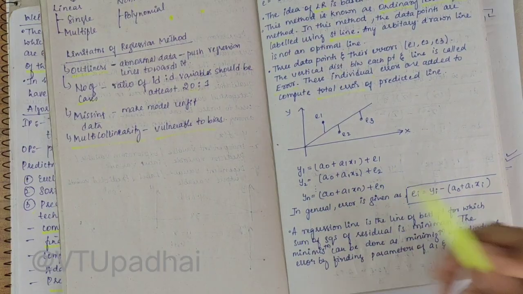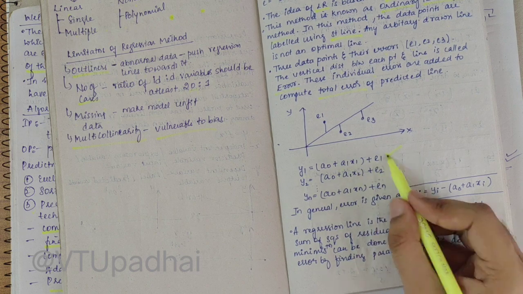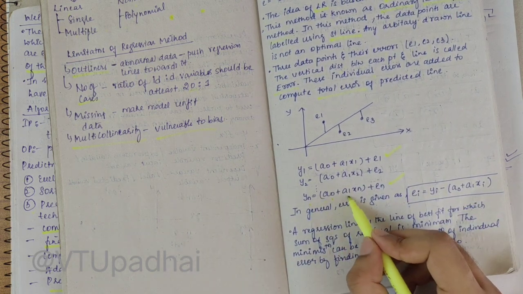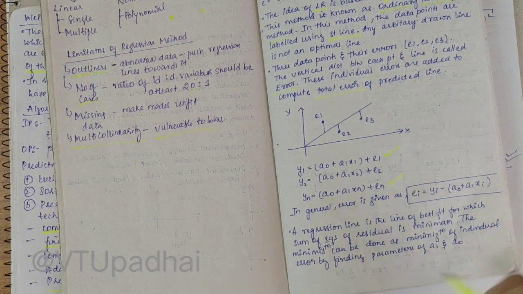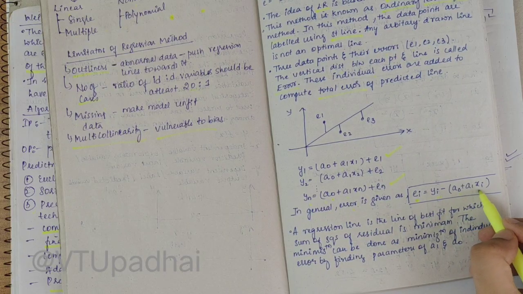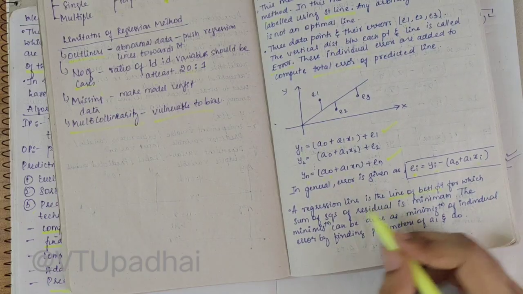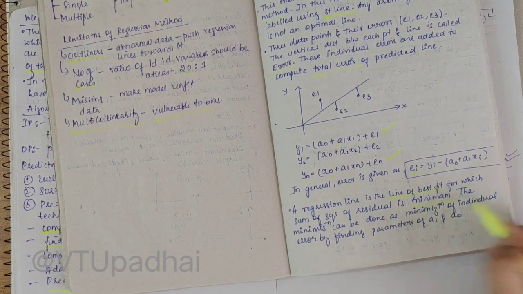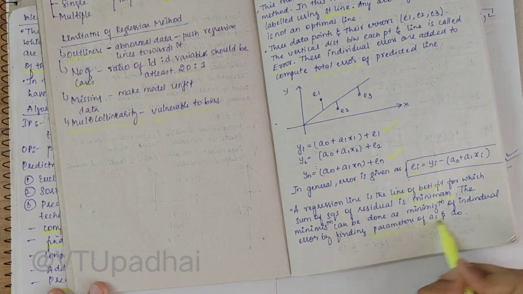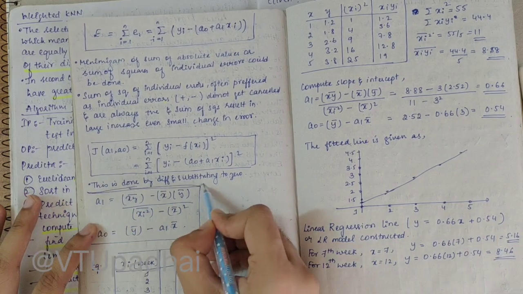Okay. So writing the equations for different lines, for the first point, I would get y1 is equal to a0 plus a1x1 plus e1. And for n points, in general, I can write yn is equal to a0 plus a1 into xn plus en. In general, the error can be written by sending it to the other side, so ei is equal to yi minus (a0 plus a1 xi). A regression line is the line of best fit for which the sum of squares of residuals is minimum. Okay, so the minimization is done by minimizing the individual errors by finding the parameters a0 and a1. This is the main formula to remember, because numericals are based on this.